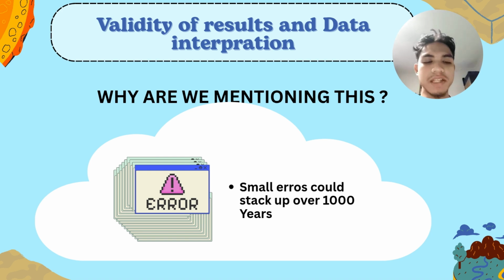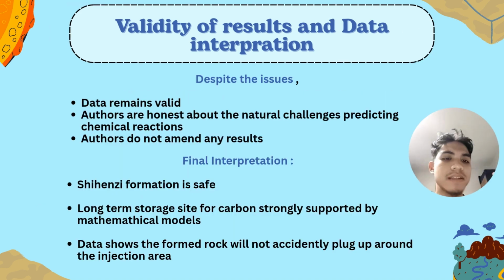So, why are we mentioning this? This is because these small errors could stack up over 1,000 years and make the data have a little error in the final result. Despite the error, the data still remains valid, and the authors are honest about the natural challenge of predicting chemical reactions, and the authors do not amend any results. And the final interpretation is that the Shihezi formation is a safe, long-term storage site for carbon, strongly supported by the mathematical models, and the data shows that the formed rock will not accidentally plug up around the injection area.